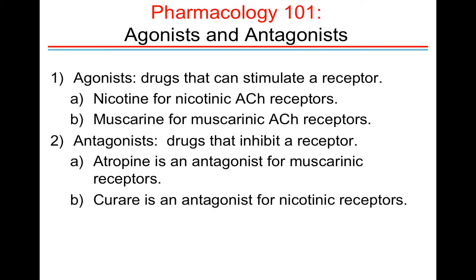So an agonist is a drug that can stimulate a receptor. And I already mentioned that nicotine can be stimulating the nicotinic acetylcholine receptors, and muscarine can be activating the muscarinic acetylcholine receptors. An antagonist, in contrast, is a drug that can inhibit a receptor. So a known inhibitor of the muscarinic receptors is atropine, and a known inhibitor of the nicotinic receptors is curare.